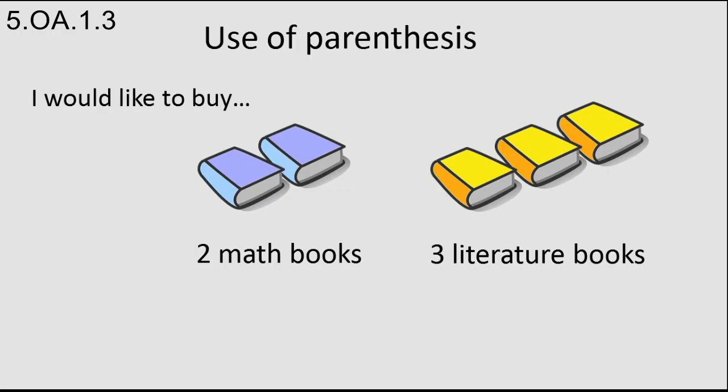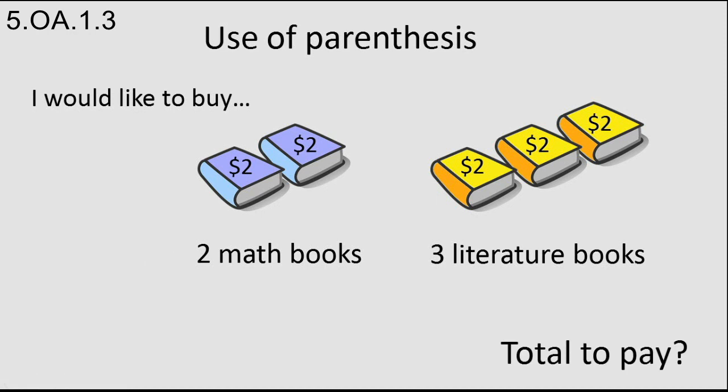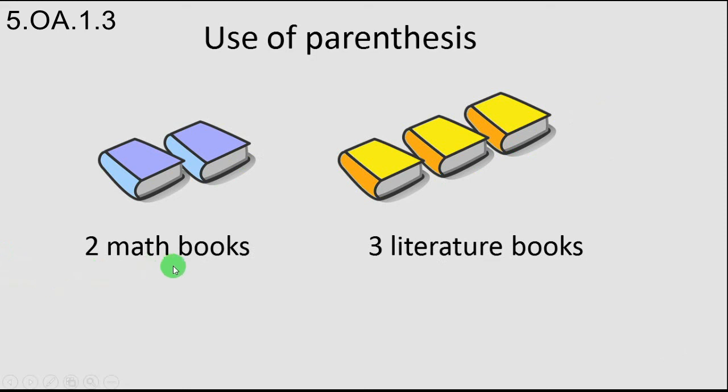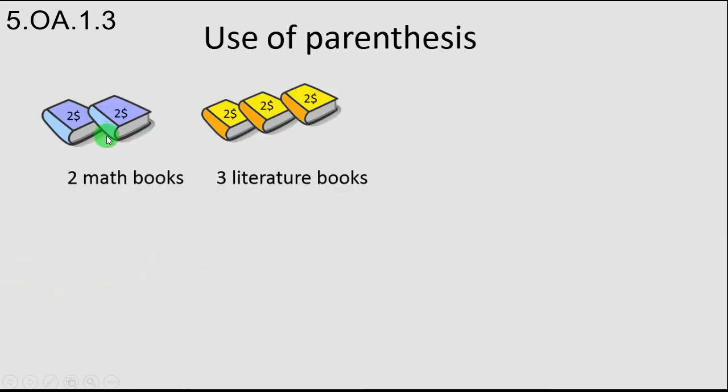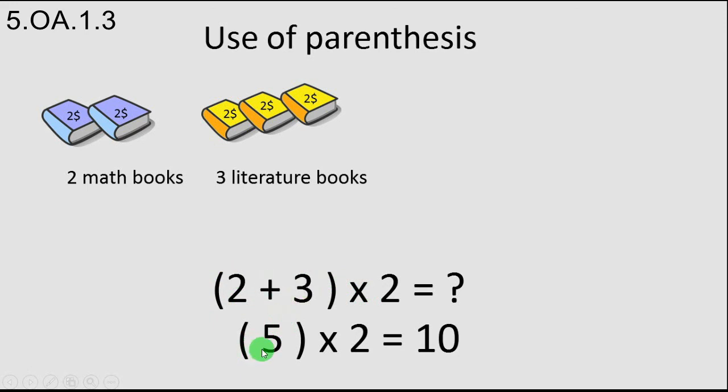Let's see now another real-life example where the parentheses are needed. For example, I would like to buy 2 math books and 3 literature books. Each book costs $2. What is the total amount to pay? Let's see. We have 2 math books and 3 literature books. Each costs $2. 2 plus 3, we have 5 books in total, multiplied with 2. Inside the parentheses, we have the total number of books. Let's solve it. 2 plus 3 is 5, times 2 is 10. We have $10 in total.